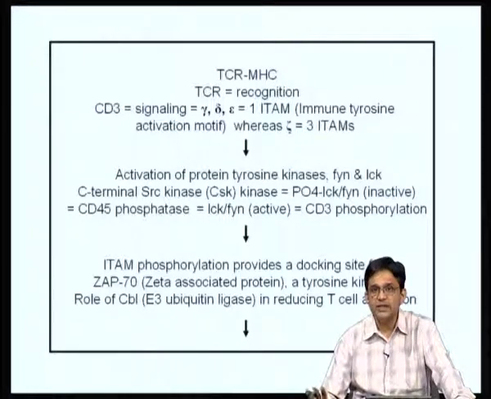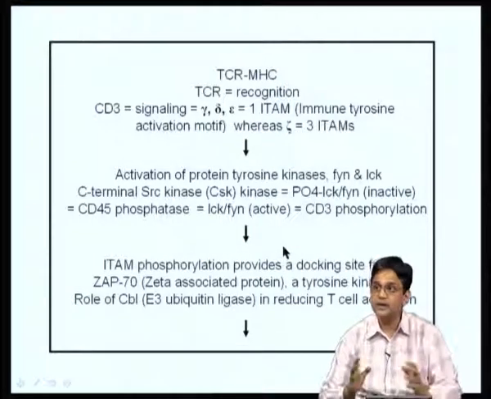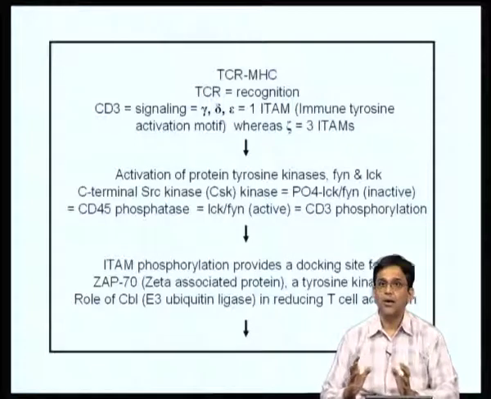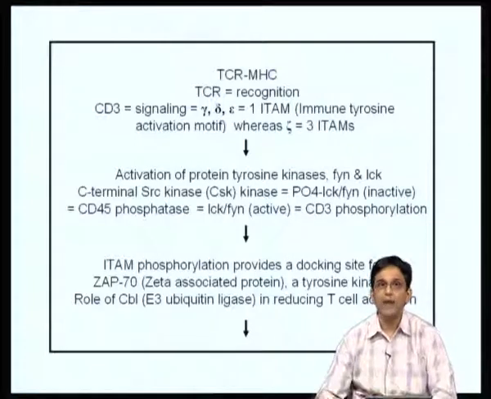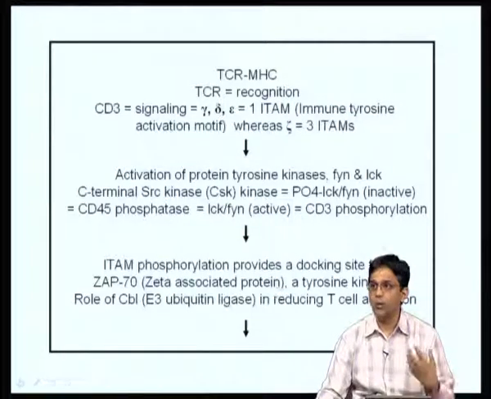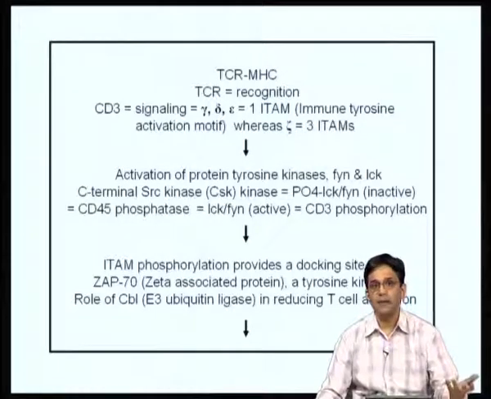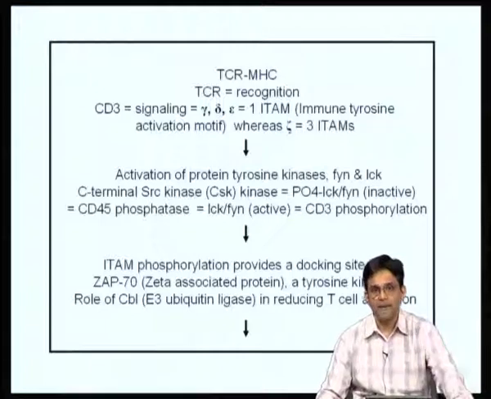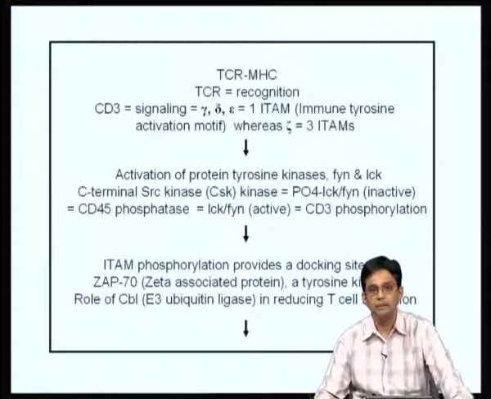increased phosphorylation of CD3. So, now you have the ITAMs being phosphorylated. This allows a docking site for another protein known as ZAP70. ZAP70 stands for zeta-associated protein, and this was found because only upon T cell activation was it found that a protein associates with zeta, and that was identified to be ZAP70, and 70 stands for the kDa. So, it is a 70 kDa protein.